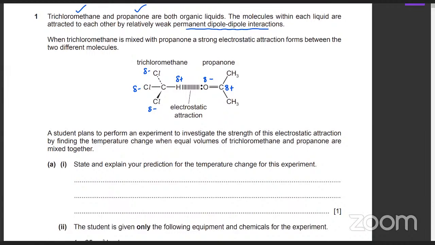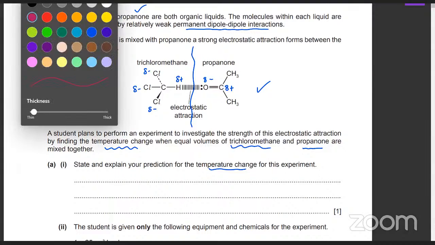So a student plans to perform an experiment to investigate the strength of the electrostatic attraction by finding the temperature change when equal volumes of trichloromethane and propanone are mixed together. So what's going to happen? What will happen to the temperature change, will it increase or decrease, and why? Decrease. Why?